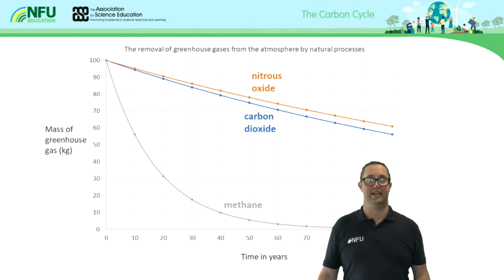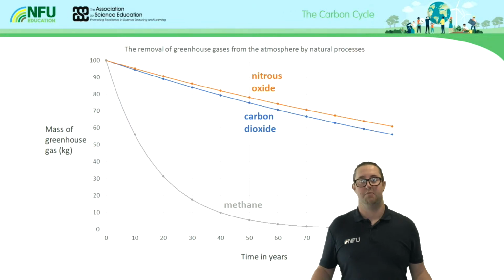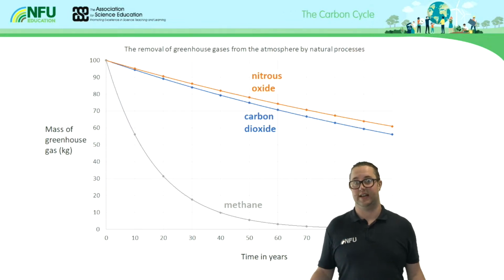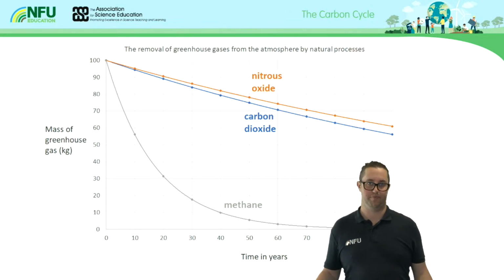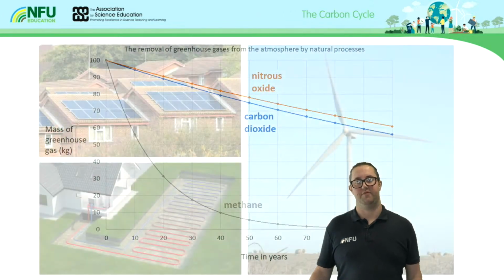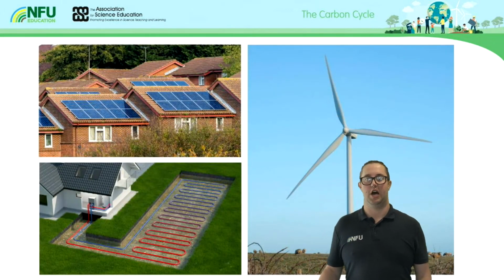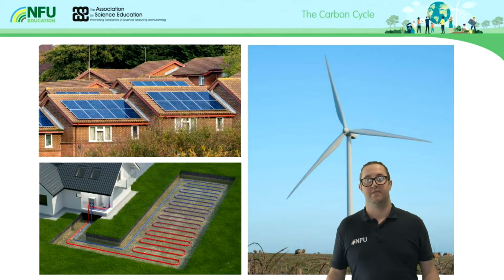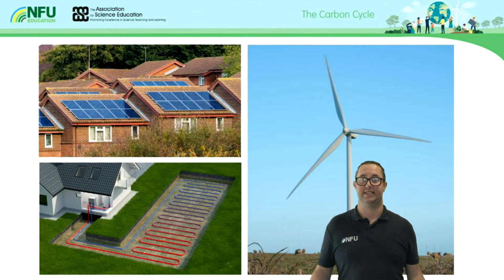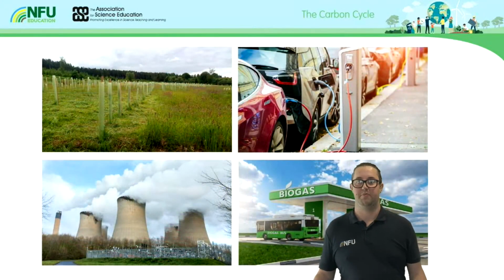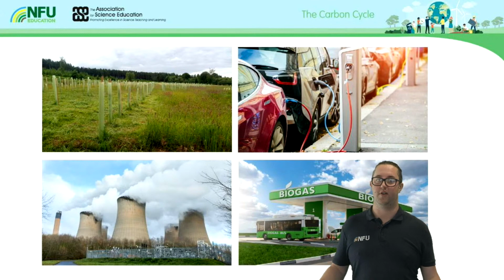Nitrous oxide is produced naturally by bacteria in the soil, but we're adding to it by using artificial fertilizers and from sewage treatment. The UK government has been taking a strong lead to reduce carbon emissions over the last few years. For example, there are renewable energy incentive schemes such as domestic solar panels, ground source heating, and wind turbines. There have been incentives for landowners to plant new forests.